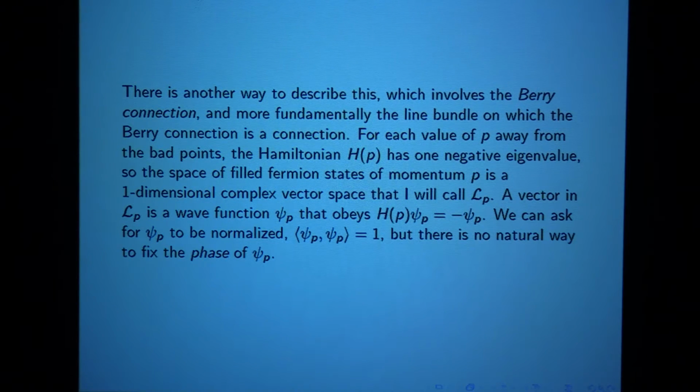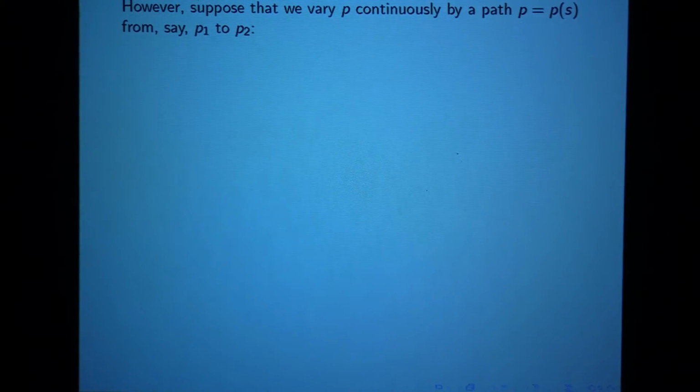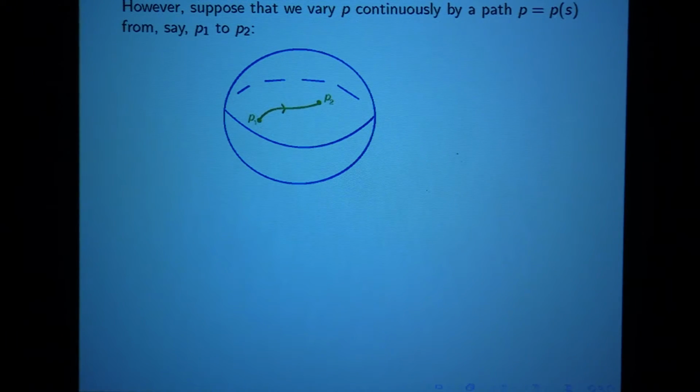Now, how precisely can we say what we want psi sub P to be? We can ask for psi of P to be normalized. So we can ask for its norm to be 1, but there's no natural way to fix its phase. However, suppose we vary P continuously by a path P equals P of S from, say, P1 to P2. So S is some parameter, and we think of P as a function of the parameter S. We're at the initial value of S, we're at P1, and we end at P2.